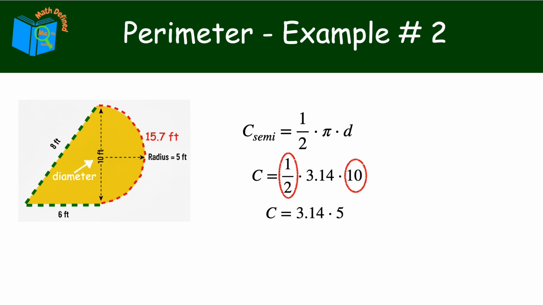Now we have all the information we need to find the perimeter of this figure. Starting with the curved edge, we have 15.7 plus 6 plus 8. Combining them together gives us a total perimeter of 29.7 feet.